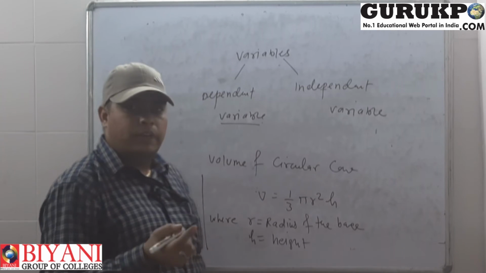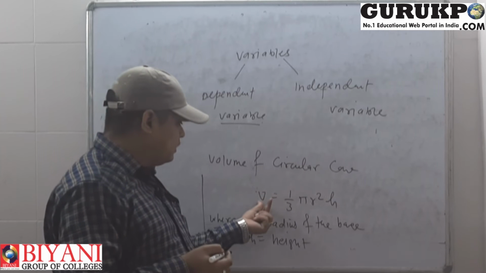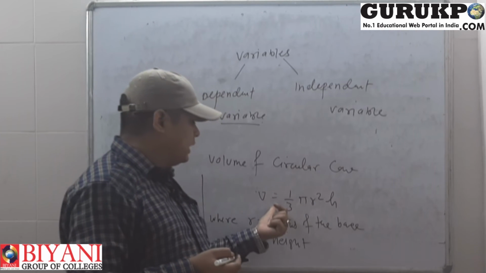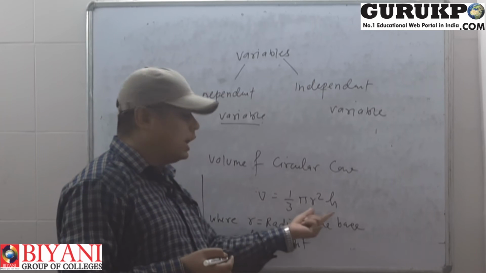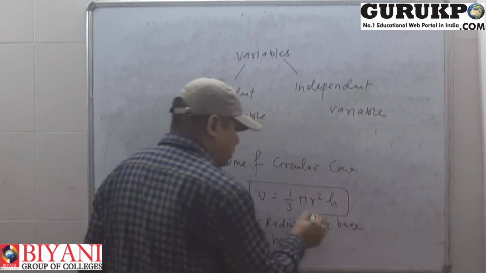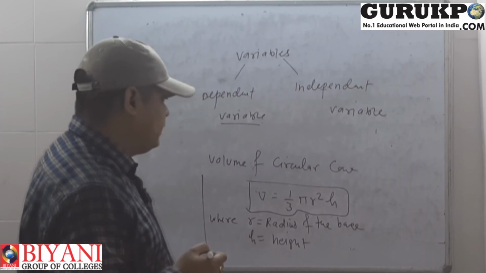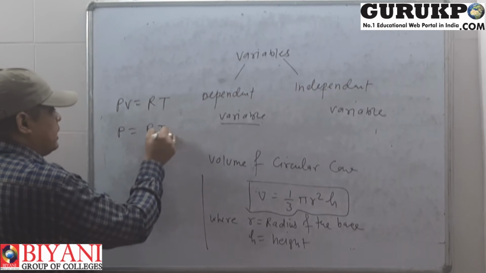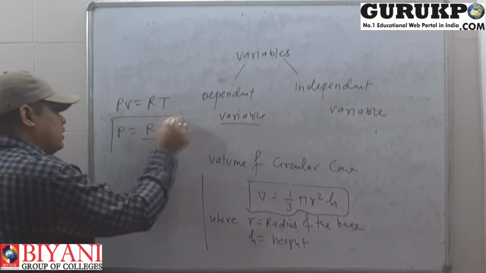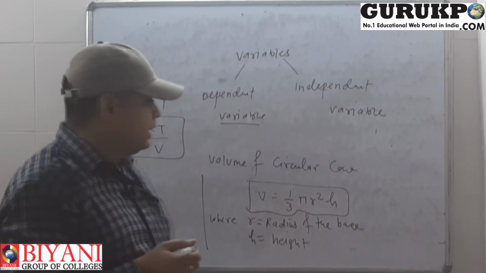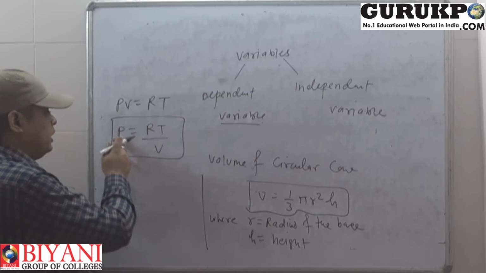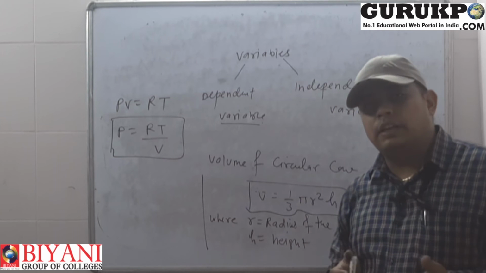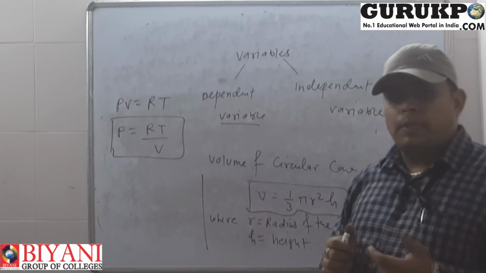What we observe here? We observe that the volume of any circular cone, that is V, always depends on two variables, one is r and second is h. Thus we can say that the volume of a circular cone depends upon r and h. It is the best example of two variables. Similarly, the equation PV is equal to RT, or we can say P is equal to RT upon V, is also a suitable example of two variables. Here T is the absolute temperature, V is the volume, P is the pressure of gases. It is a standard equation which can be written like this. So the pressure depends upon temperature and volume.